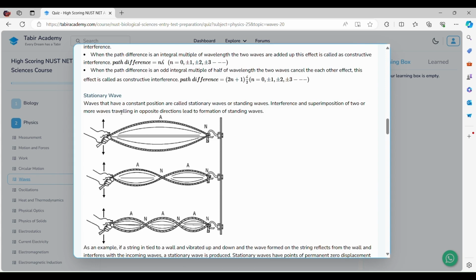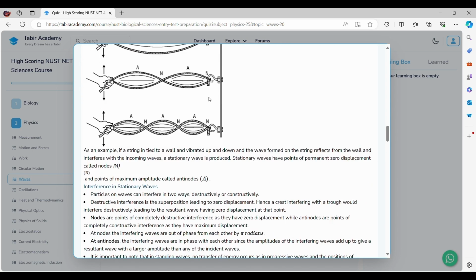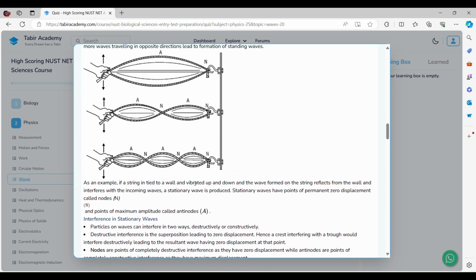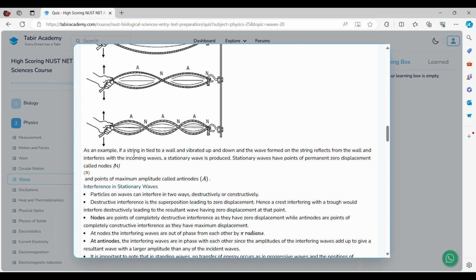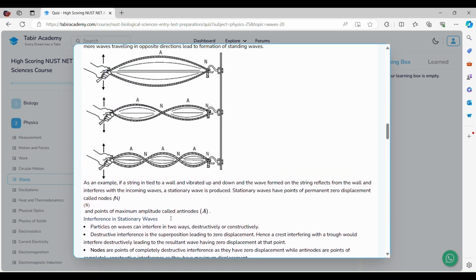Stationary wave. Waves that have a constant position are called stationary waves or standing waves. Interference and superposition of two or more waves traveling in opposite directions lead to formation of standing waves. As an example, if a string is tied to a wall and vibrated up and down, and the wave formed on the string reflects from the wall and interferes with the incoming waves, a stationary wave is produced. Stationary waves have points of permanent zero displacement called nodes. As you can see, this is where the displacement is zero. And points of maximum amplitude called antinodes. These are marked by A, where the displacement is maximum.